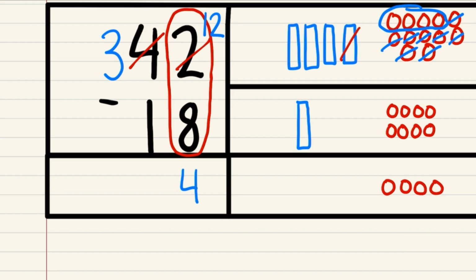Now we can go ahead and move to our tens place and do 3 minus 1. I'm sure that will not take you a long time. You've been doing 3 minus 1 forever. 3 minus 1 gives you the answer of 2.